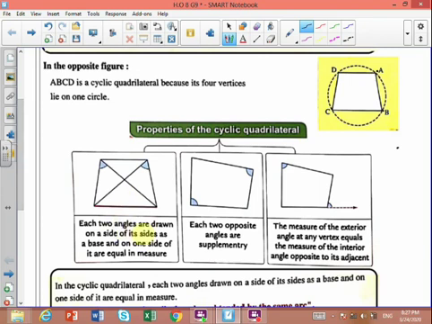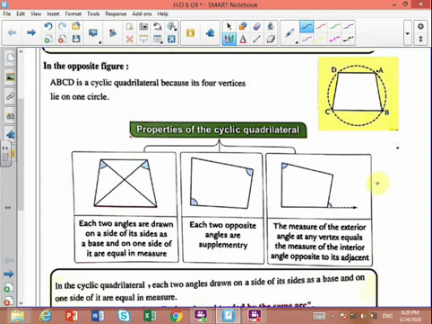Maybe each 2 angles drawn on a side of its sides as a base, and on one side of it, are equal in measure. This is similar to the converse of theorem 2 we took, that the 2 angles subtended by the same base and on the same side of it have the same measure. Their vertices are on an arc of a circle and its base is a chord of it.